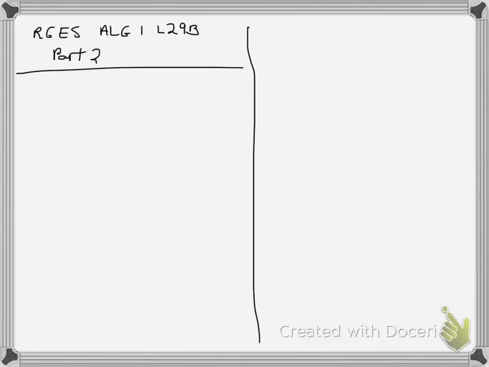Now, we're in RGES Algebra 1, Lesson 29B, and this is Part 2. We are illustrating several kinds of word problems so that you can do your homework on sections 11.9 and 11.10. So we're in 11.10 right now, and we are on example 2, page 508. This is a work problem. The last one was a rate problem.